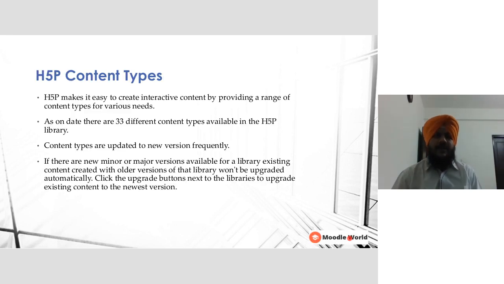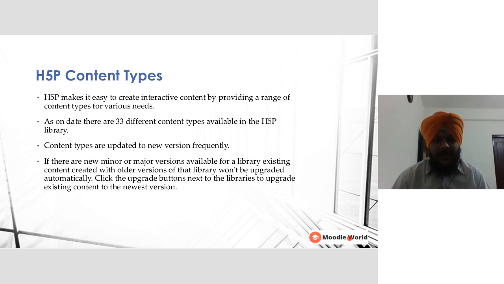So what do you mean by the content types in H5P? Content types means kind of activity which is performing some certain action. There are multiple kind of content types with H5P. As on date, there are 33 different content types, and the list is still growing at a fast pace. The team is actually doing a great work in creating different content types, and the content types are also updated to the new version very frequently.